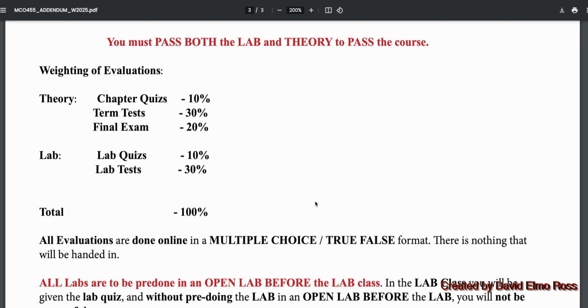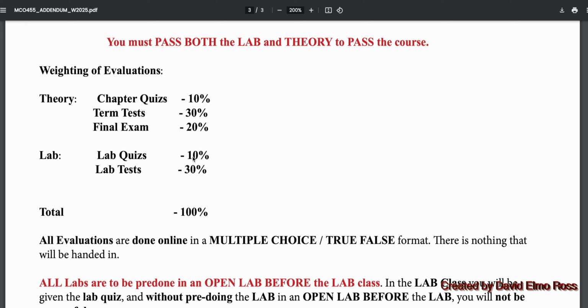Now, on page 3 of the addendum, it mentions in red here, you must pass both the lab and the theory to pass the course. Now, the theory is broken into chapter quizzes, and altogether there are a number of chapter quizzes which add up to 10% of your mark. There are 2 term tests that add up to 30, and the final exam is 20. So the theory is 60% of your mark, but even if you get 100% here, but you don't pass the lab portion of the course, then you fail the entire course. You have to pass both halves.